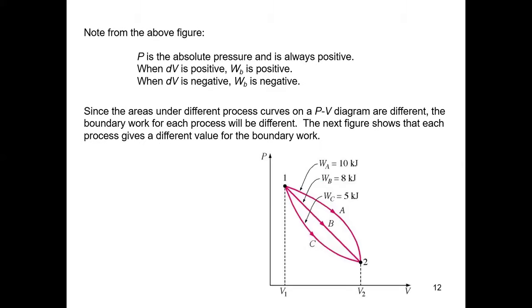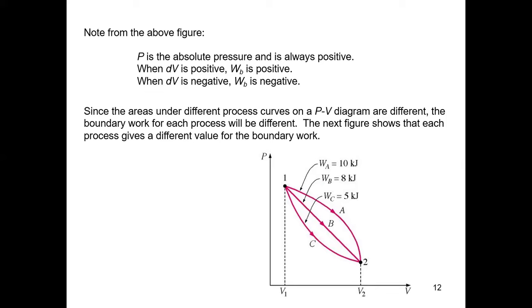P is the absolute pressure and is always positive. When dV is positive, WB is positive. When is dV positive? When we are pushing up. When dV is negative, we are compressing, and WB is negative. Since the areas under the different process curves on a PV diagram are different, the boundary work for each process will be different.